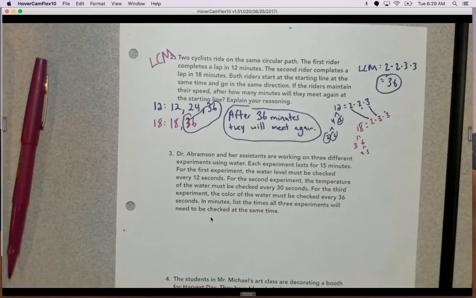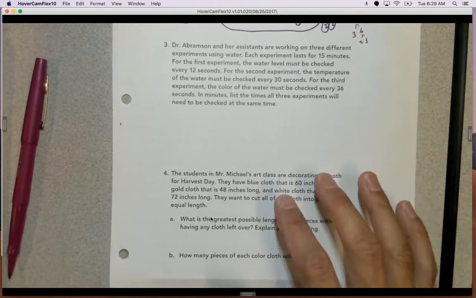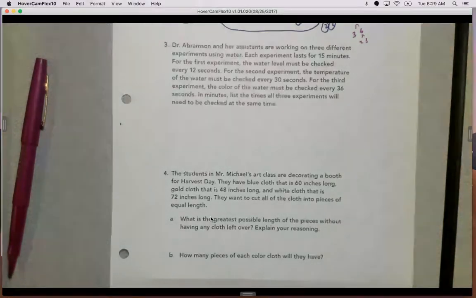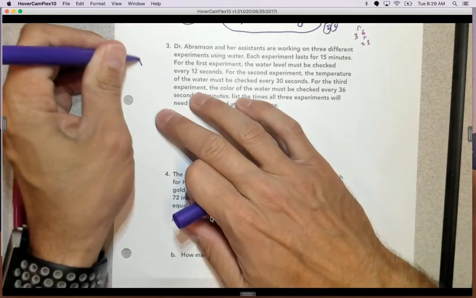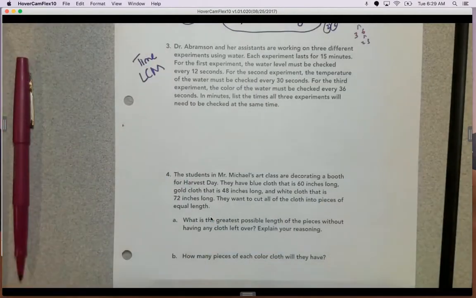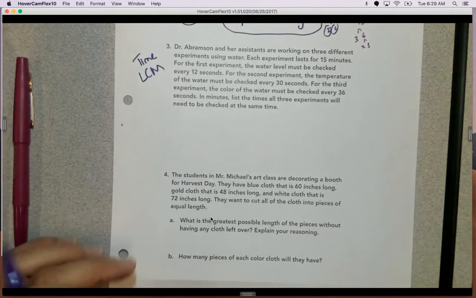Number 3, Dr. Abramson and her assistants are working on 3 different experiments using water. Each experiment lasts for 15 minutes. Once again, we're having time, so time is usually telling me that it's probably LCM. For the first experiment, the water level must be checked every 12 seconds. So first experiment, every 12 seconds.